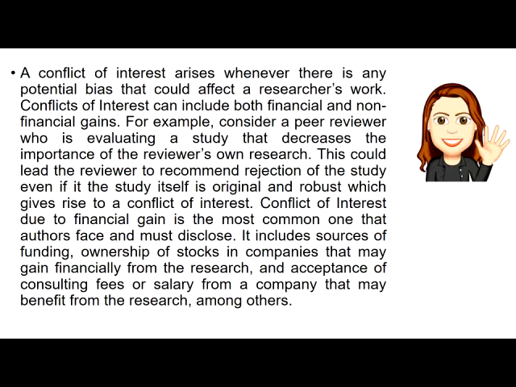Conflict of interest due to financial gain is the most common one that authors face and must disclose. It includes sources of funding, ownership of stocks in companies that may gain financially from the research, and acceptance of consulting fees or salary from a company that may benefit from the research, among others. For example, a review on the publication of research findings revealed that research sponsorship contributes to publication bias because the sponsors often own the data, making the data susceptible to manipulation and suppression.